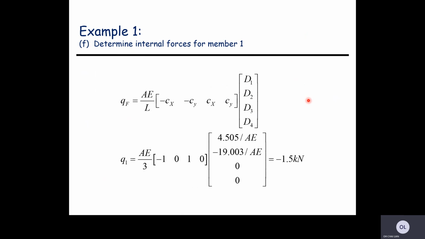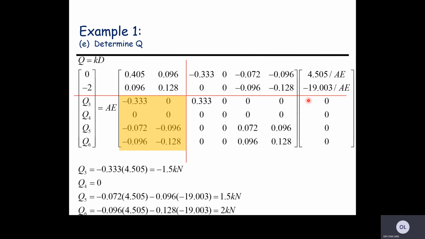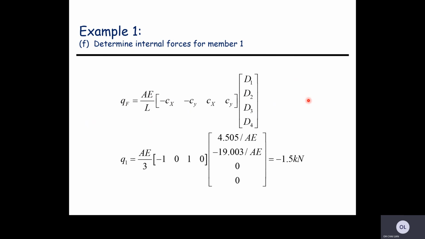You can continue with Q5 and Q6 if requested. If not requested, you can skip this process. That is so we can determine the internal force for members 1 and 2. I have to go back to my previous slides.